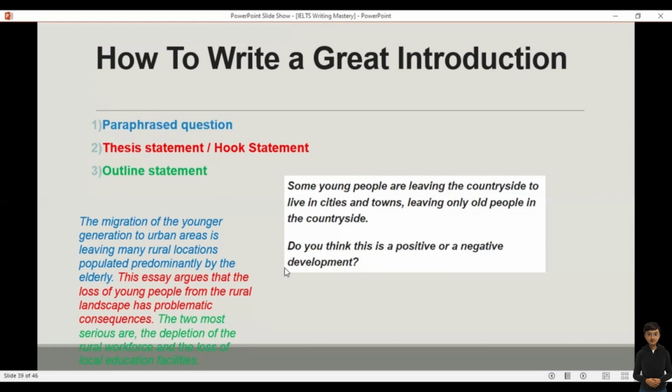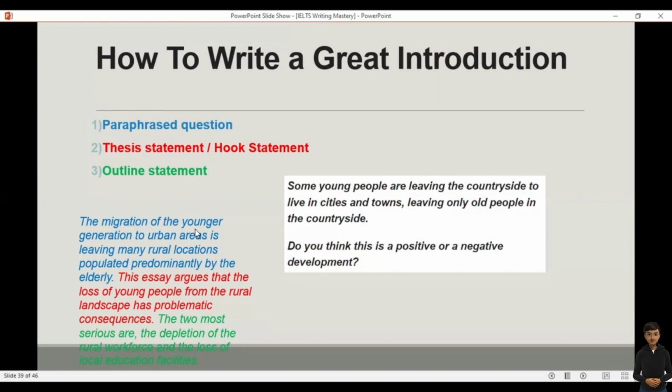I will write the word problematic consequences. And next, I am going to plan for 2 ideas. Idea 1 would be the depletion of the rural workforce, and idea 2 will be the loss of local educational facilities. So that's what I have already done. Now I'm going to write it down in my introduction.